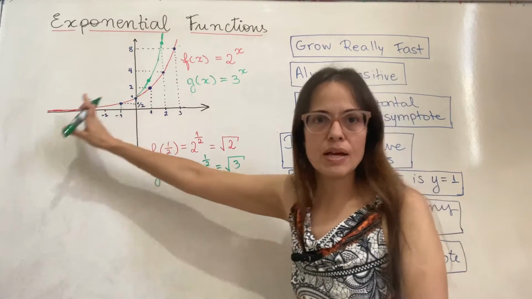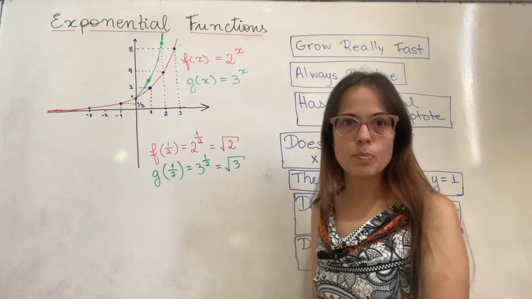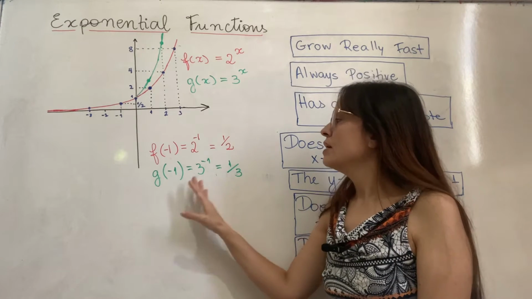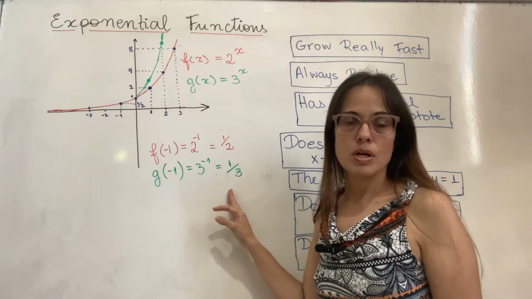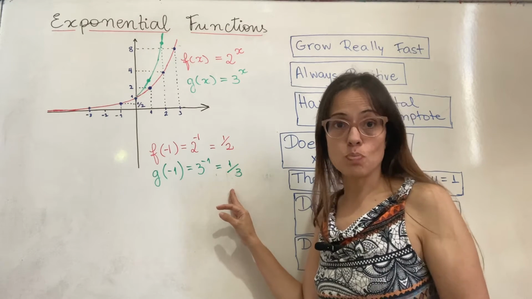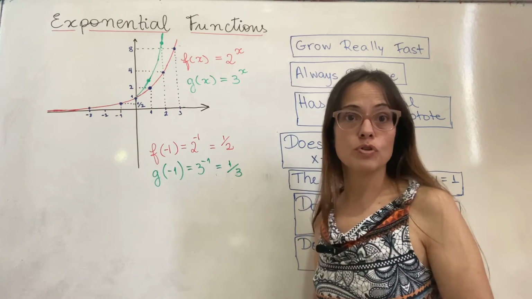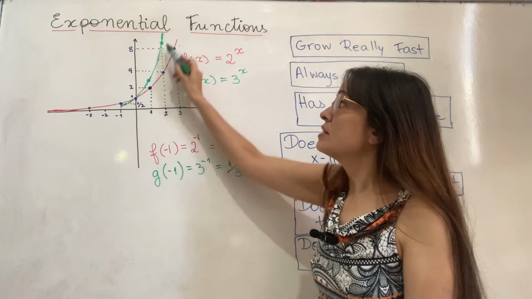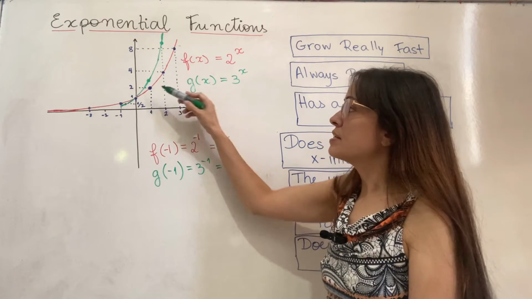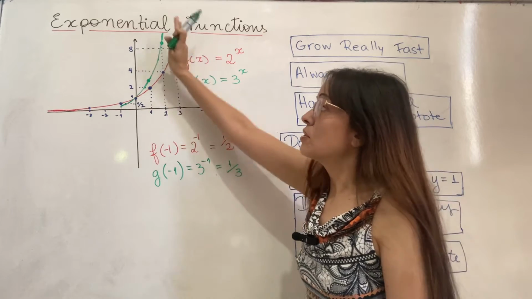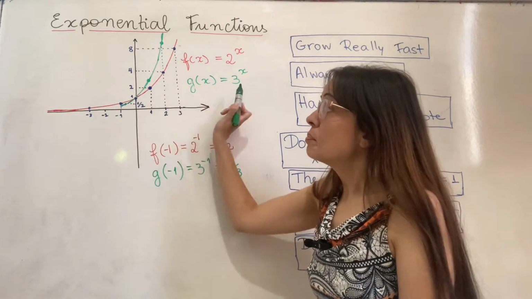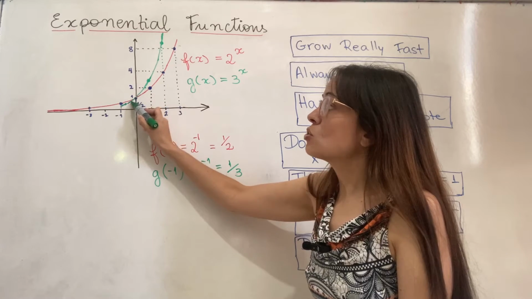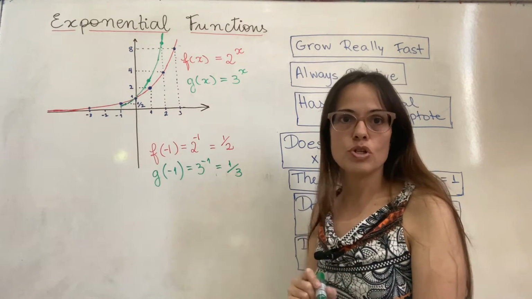But what happens on the left side? That's interesting to think about. g of -1 is 3 to the power of -1, which is 1 over 3. And 1 over 3 is actually a smaller number than 1 over 2. So while on the right side, the bigger base made the function bigger than the other one, on the left side, the bigger base meant that the new function is actually smaller than the original function.